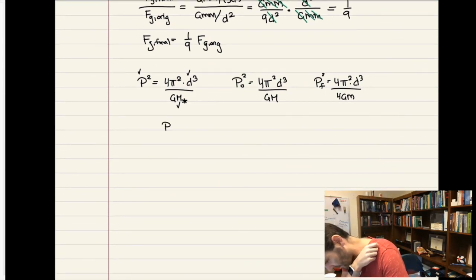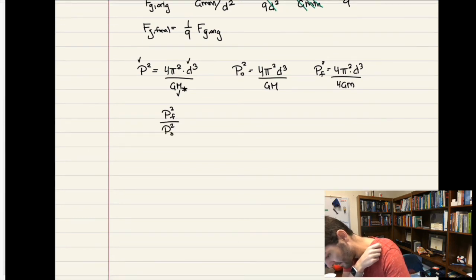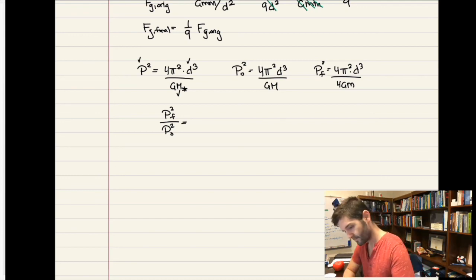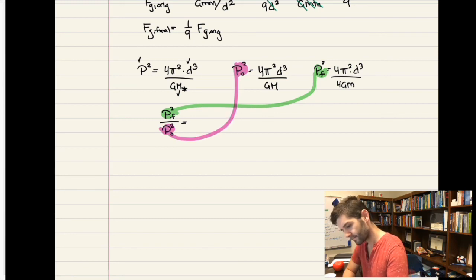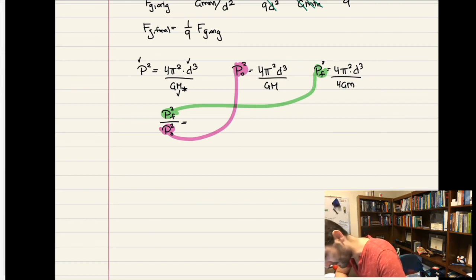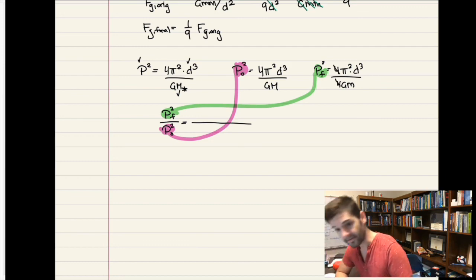So I might say that the square of the final period divided by the square of the original period. So I essentially take the ratio of the left-hand side of those expressions. This is connected to this. And then this is connected to this. Then I just replace the equations as I see them. I could do a little simplification first. I guess these 4's cancel, so I could get rid of that.